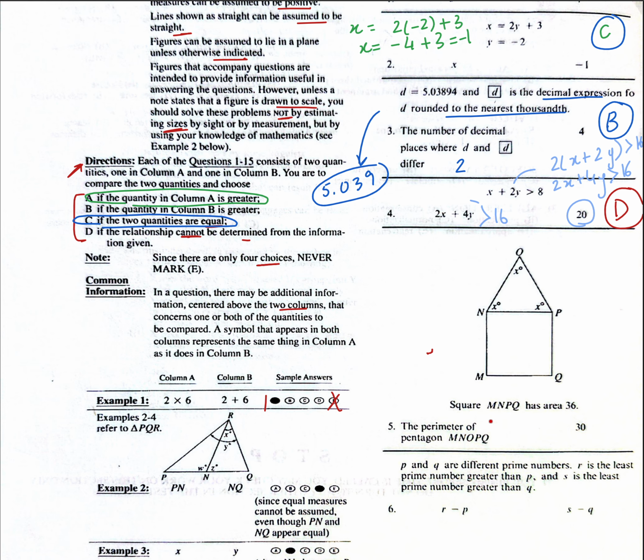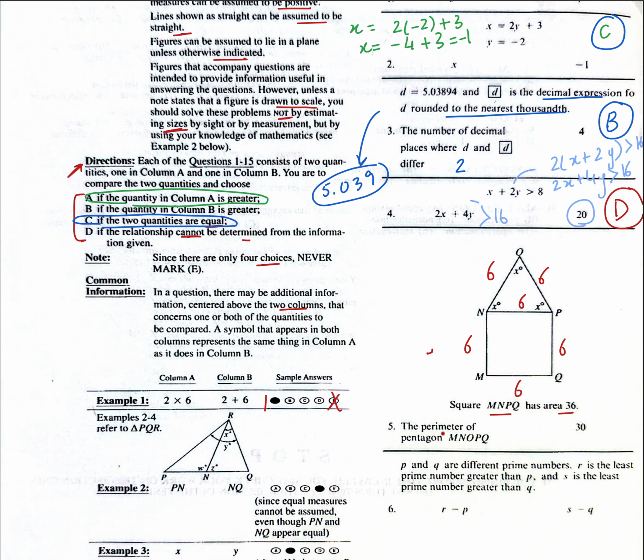Okay, square MNPQ has area 36. If this has an area 36, we know that the square has all sides equal. So I can say that this side, this side, this side, and this side are 6, right? Because this is an isosceles triangle, you can see all the angles are equal, so the sides are also supposed to be equal. I can assume that this leg of the triangle and this leg of the triangle are also 6, right?